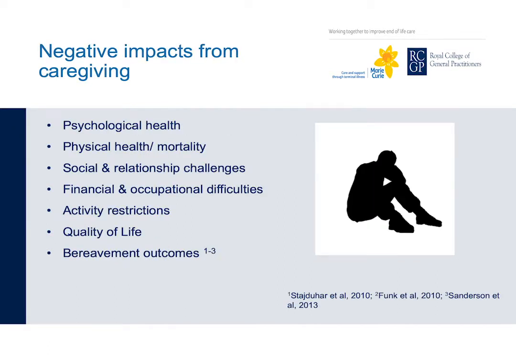Although caregiving can be rewarding, the level of caregiving provided by end-of-life carers can take a considerable toll. End-of-life caregiving has been found to have negative impact on carers in terms of their psychological health, their physical health, even mortality. It entails social and relationship challenges, financial and occupational difficulties, activity restrictions, it affects their quality of life, and bereavement outcomes. Although all of these are important, the biggest impact on carers is on their psychological health.